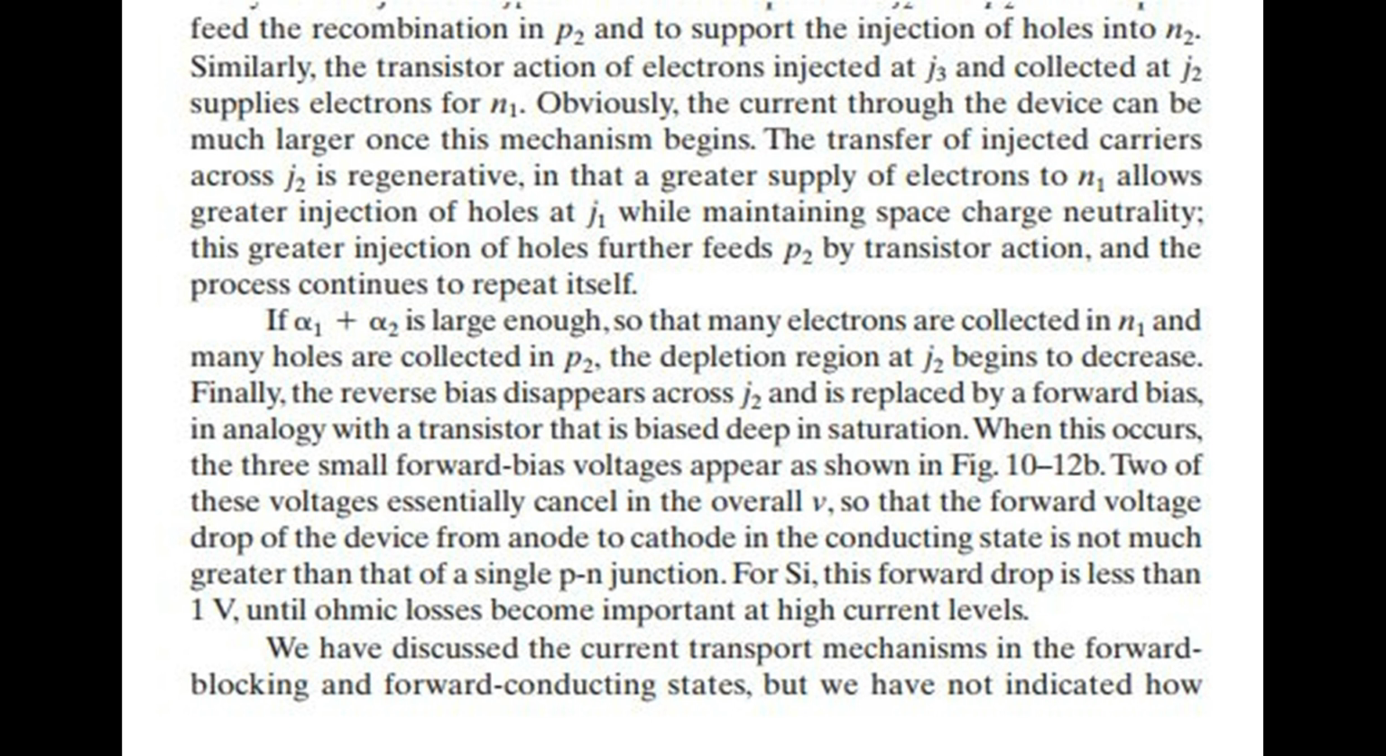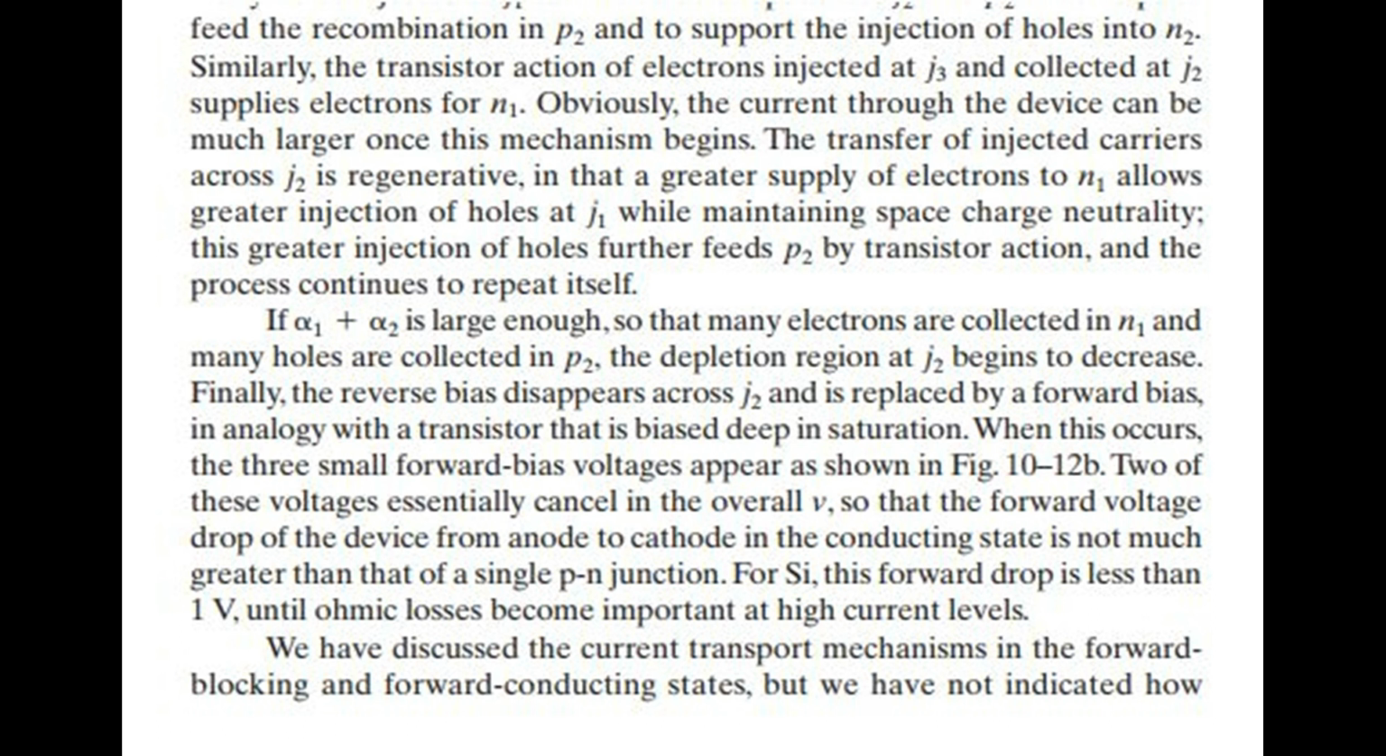When this occurs, the three small forward bias voltages appear as shown in Fig. 10.12b. Two of these voltages essentially cancel in the overall V, so that the forward voltage drop of the device from anode to cathode in the conducting state is not much greater than that of a single p-n junction. For Si, this forward drop is less than 1 V, until ohmic losses become important at high current levels.